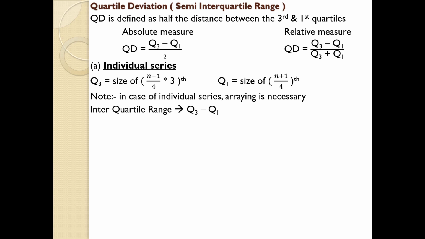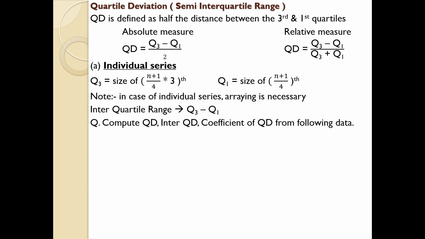Interquartile range is computed by deducting the value of the first quartile from the value of the third quartile, Q3 minus Q1. So it is very easy. Next one, compute quartile deviation, interquartile deviation, and coefficient of quartile deviation. And remember, the equation for finding quartile deviation is Q3 minus Q1 divided by 2. So just go through the equation.